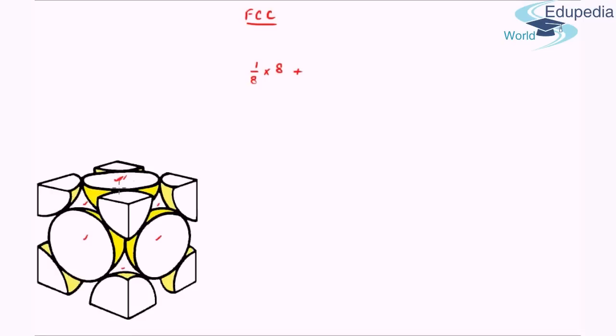This is shared by the unit cell at hand and the unit cell just above it. So every face centered atom is shared by 2 units, and we have 6 face centers. So the contribution of each atom to this particular unit cell is 1 by 2, and we have effectively 6 faces, so times 6. This gives us 4 atoms per unit cell. Okay, this is my number of atoms per unit cell.